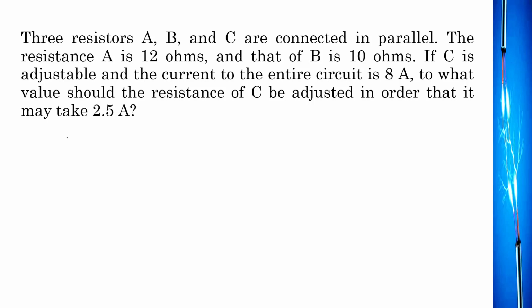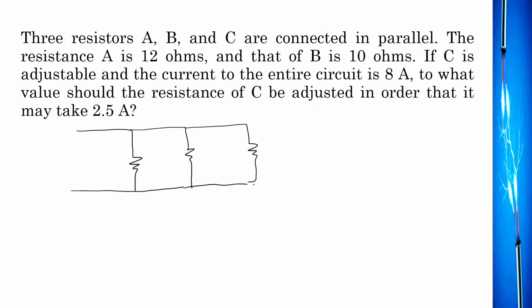So, ngayon, meron naman tayong parallel connection, as in pure parallel connection. So, dalawang or tatlong resistances. So, we have A, and then B, and then C. Ayan. Tapos dito, so 12 ohms yan. Tapos dito 10 ohms. Tapos ito yung nawawala. So, yung RC. Ngayon, ito yung ating voltage source. So, kung ang magiging total current daw natin ay 8 amperes. Tapos daw, ang tinutukoy niya dito na in order that it may take 2.5 ampere ay yan yung current ng RC, which is 2.5 amperes.